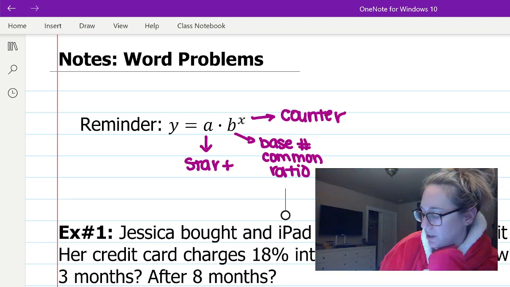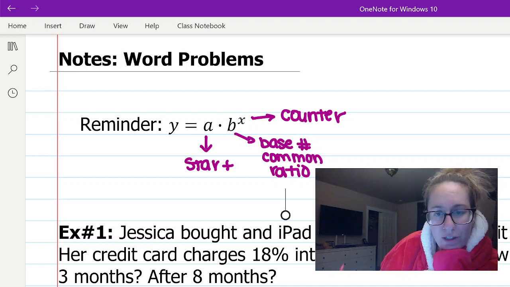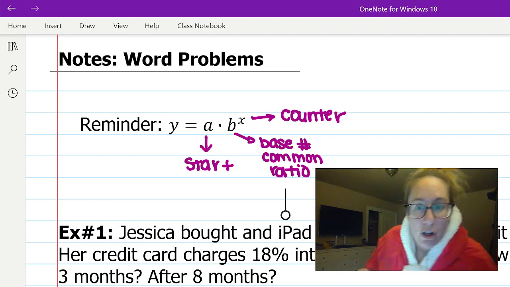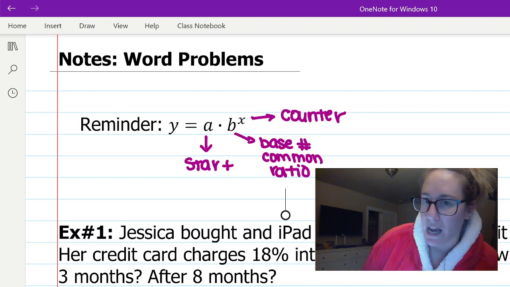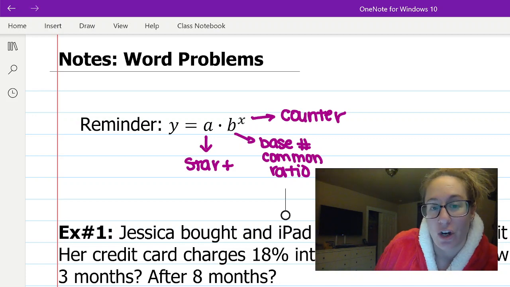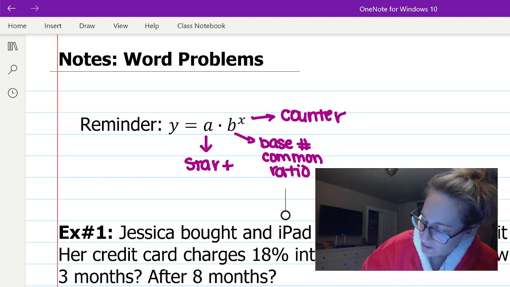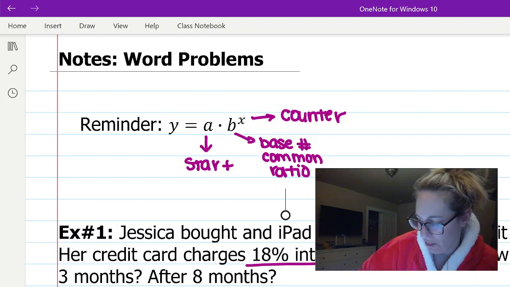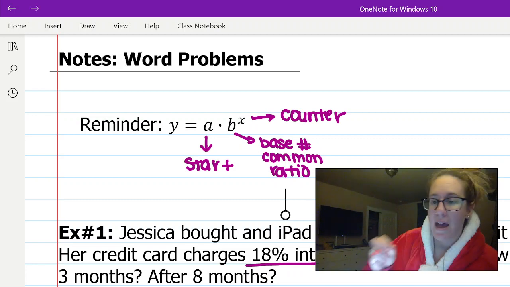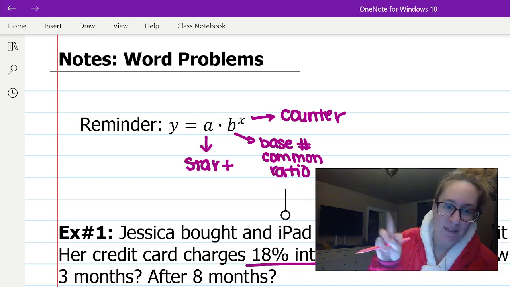Okay, so we're going to start with some pretty basic ones, just so you guys can get the hang of how all of this works. And then we'll do one that's a little bit more challenging. So example number 1: Jessica bought an iPad for $600 with her credit card and hasn't paid the bill. Her credit card charges her 18% interest every month. How much will Jessica owe after 3 months, after 8 months?